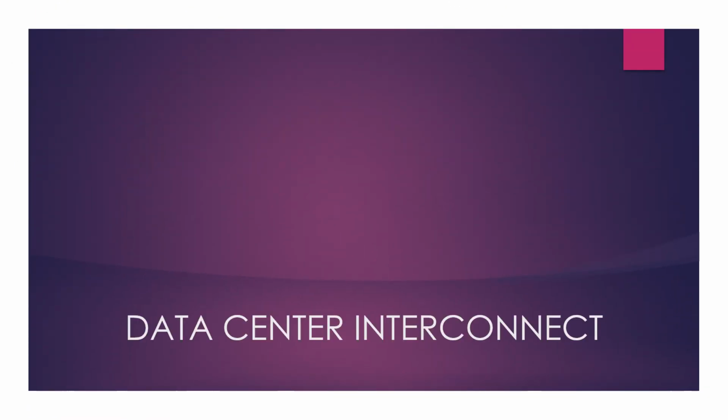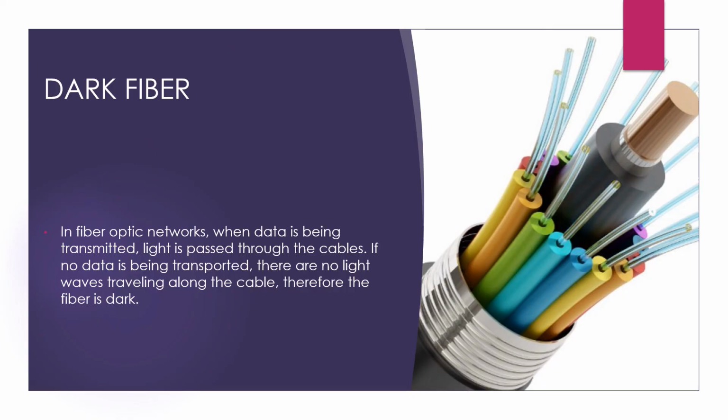Let's talk about the data center interconnect now. Within a region, you might have multiple data centers owned by you. How do these data centers connect to each other? There's a term called dark fiber. Most of the time, data center connectivity happens over the dark fiber network. In fiber optic networks, when data is transmitted, light is passed through the cables. If no data is being transported, there are no light waves traveling along the cable. Therefore, we call it dark fiber.